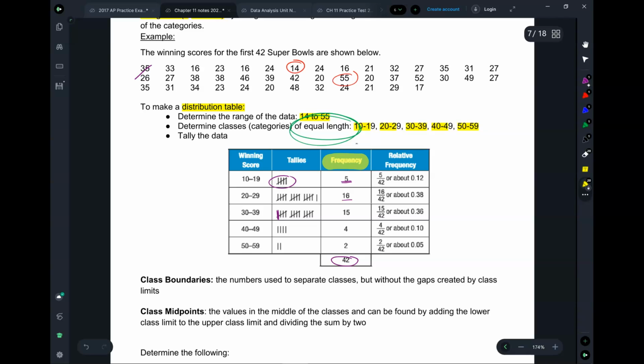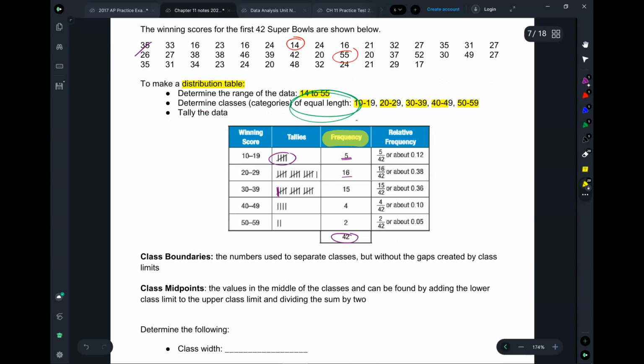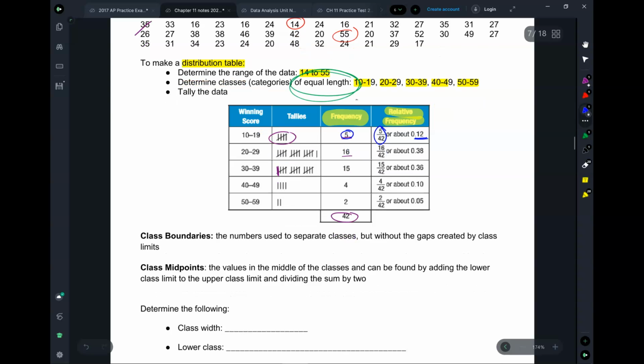Okay, so now this is important. These values here are called the frequency. It's how many in each. That's it. It's just the frequency. Then, when you take the frequency and divide it by the total, you get the relative frequency. So in this first case, there were 5 here, 42 total. 5 over 42, or 0.12, is the relative frequency. You can either give it in reduced fraction or decimals. Different types will be useful to you in different situations.